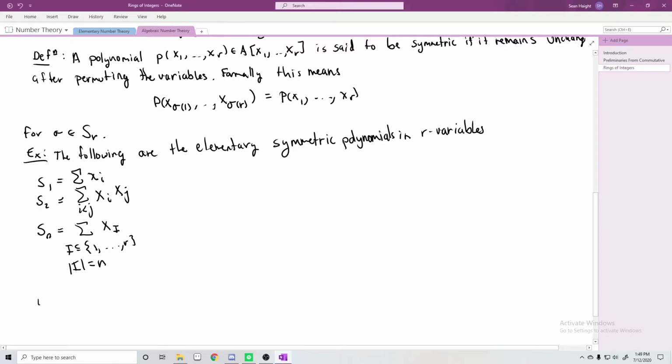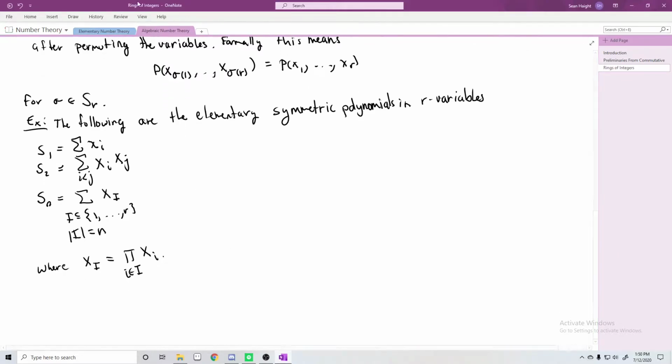So where x sub I, the indexing set, is the product over little i in I of x sub little i. And the following theorem essentially says that in some ways the elementary symmetric polynomials are the only ones you really need to care about. So I should really, sorry, there's missing an in general.